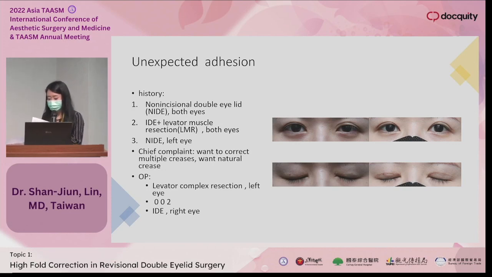This is a case of unexpected adhesion from last surgery. She has received non-incisional double eyelid for both eyes, incisional double eyelid and levator muscle resection for both eyes, and a non-incisional double eyelid for the left eye. She wants to correct multiple creases to one natural crease. I have done both levator aponeurosis and Müller muscle resection for her left eye. The fixation points for aponeurosis are 0, 0, 2. 0 is the nasal side, 2 is the temporal side, and I only did incisional double eyelid for the right eye.